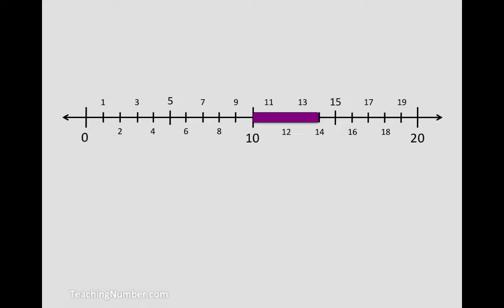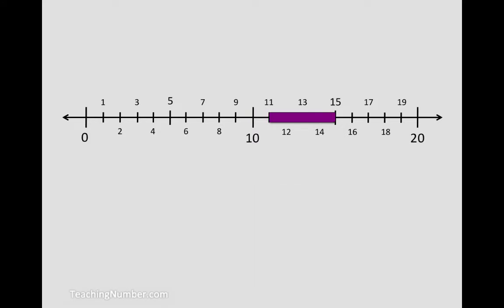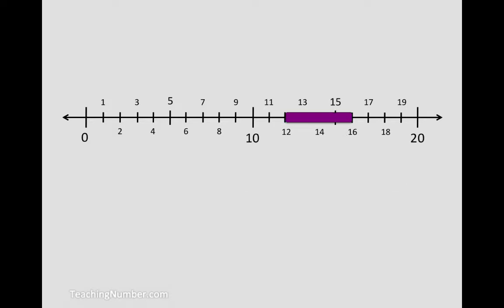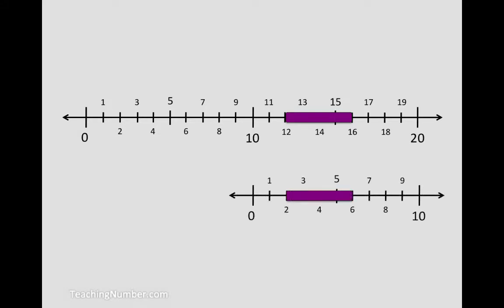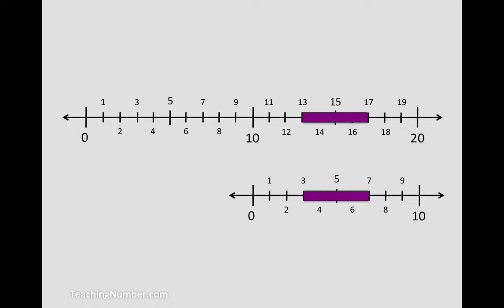Now we're past 10, so we know that the distance from 10 to 14 is the same as the distance from 0 to 4. 15 minus 11 is the same as 5 minus 1. The distance between 16 and 12 is the same as the distance between 6 and 2. 17 minus 13 is the same as 7 minus 3.